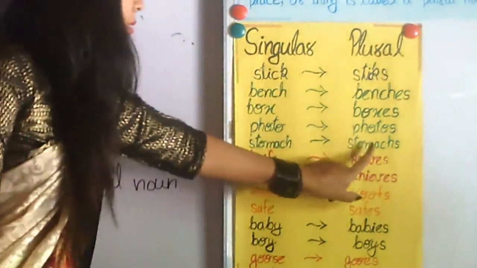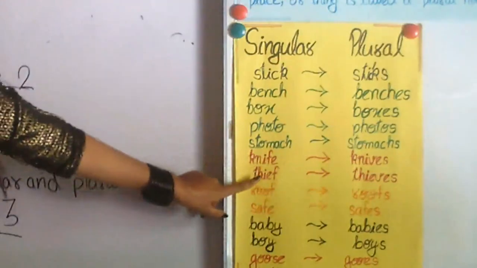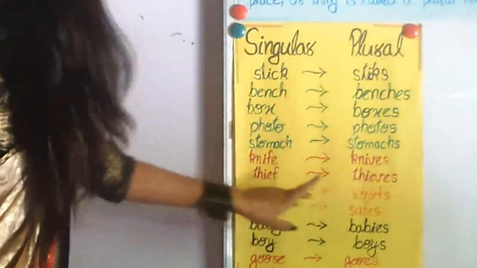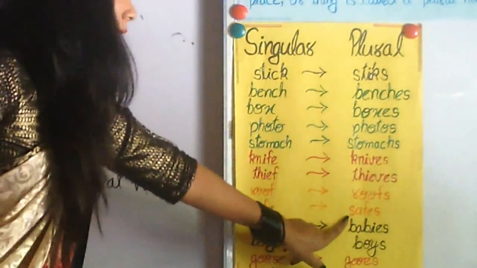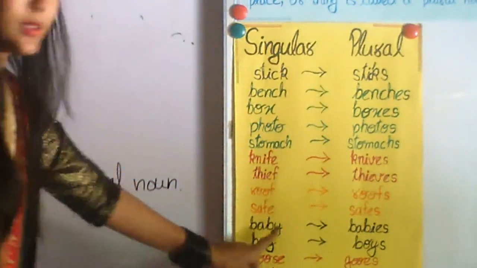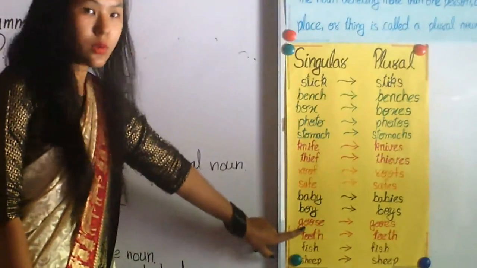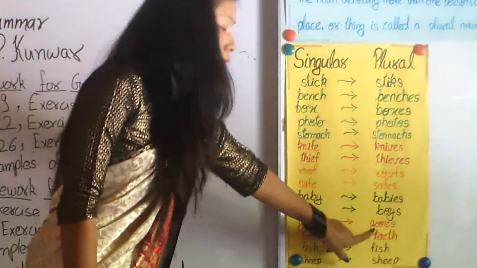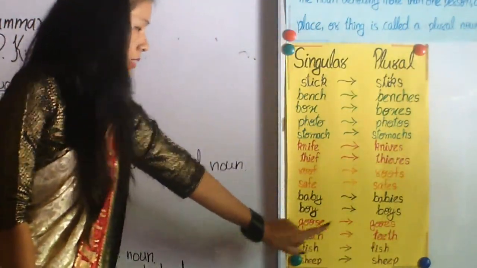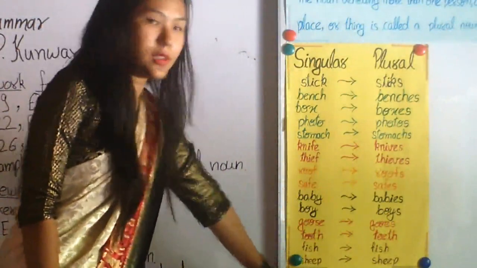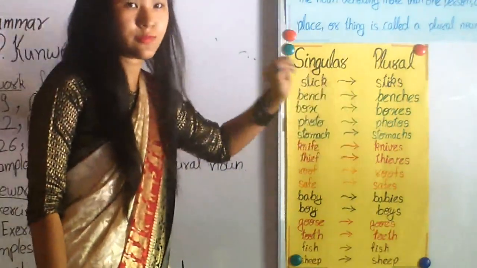Stomach, stomachs. Knife, knives. Thief, thieves. Roof, roofs. Safe, safes. Baby, babies. Boy, boys. Goose, geese. Tooth, teeth. Fish, fish. Sheep, sheep. So these are some examples of singular and plural nouns.